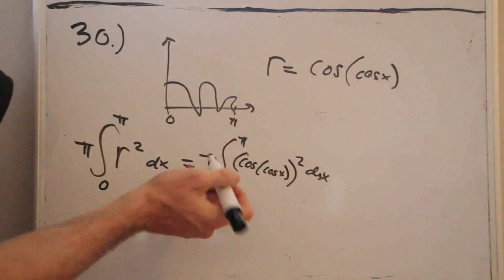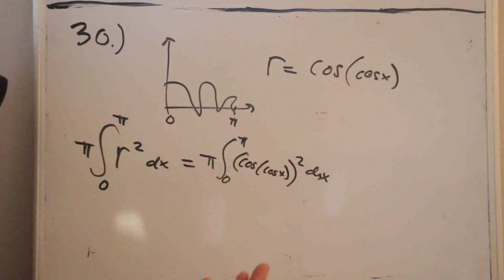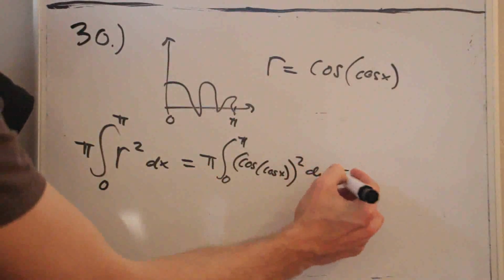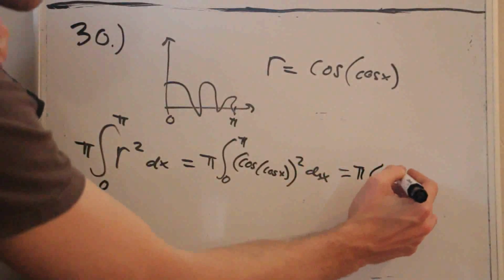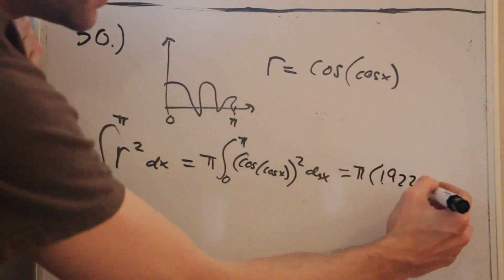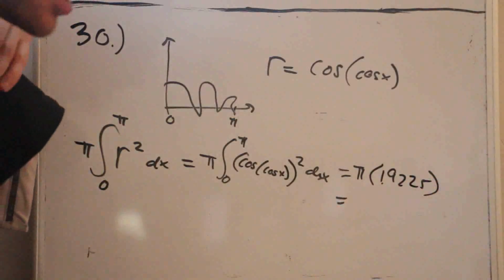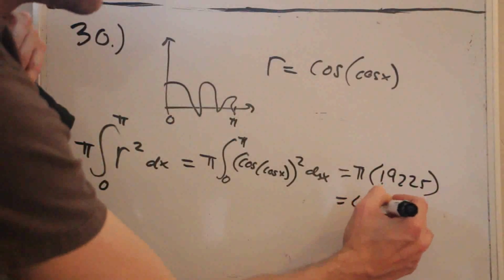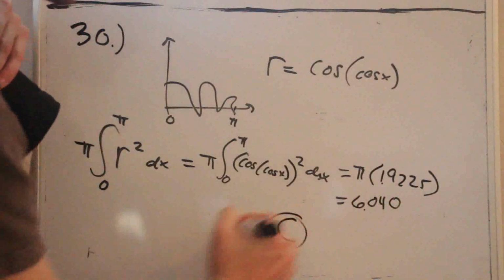So you're going to take this integral in your calculator and then multiply it by pi. It's as simple as that. The result of this integral is about 1.9225, it looks like. And then when I multiply that by pi, I get 6.040, which is C, which is my answer.